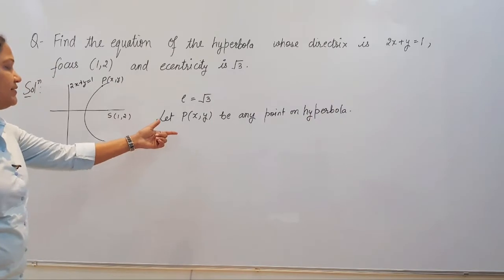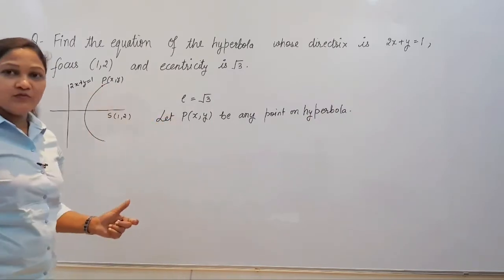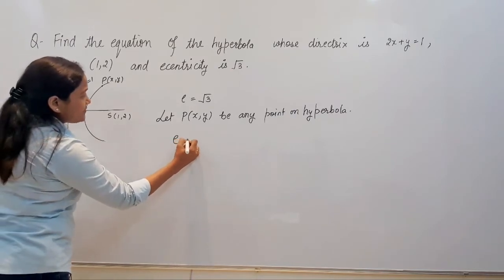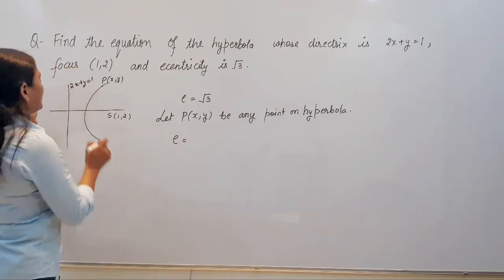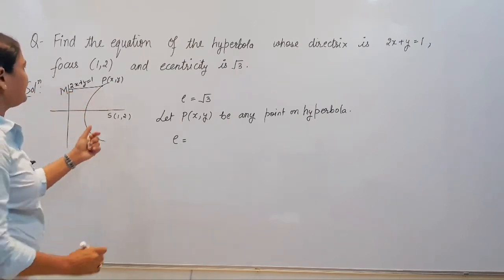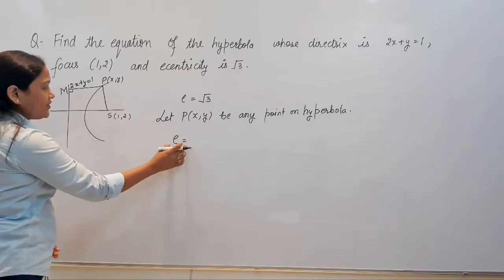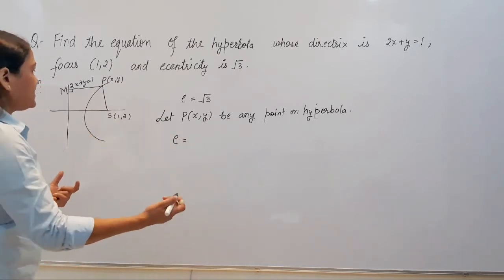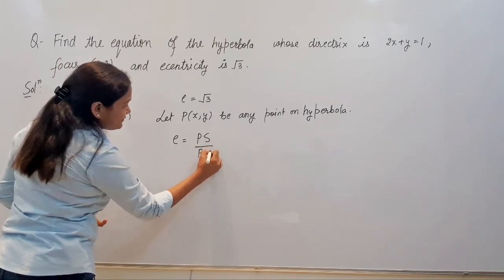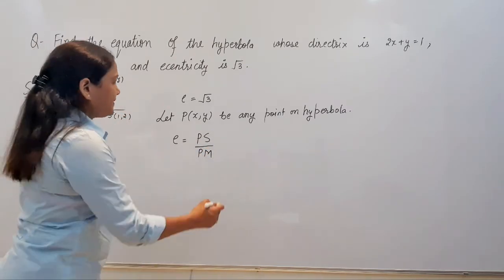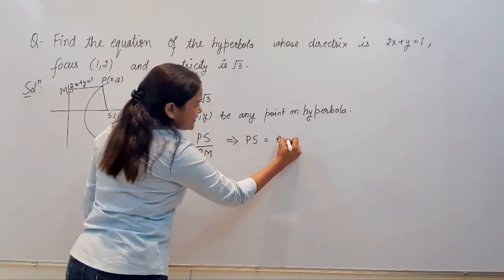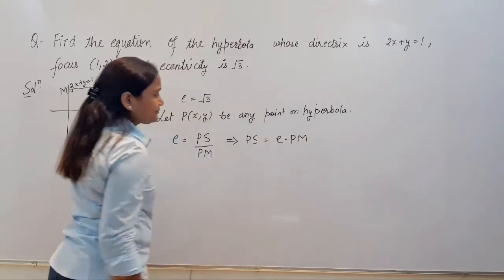अब आप क्या करेंगे? आपको पता है P इस तरह से मूव कर रहा है कि इसका जो इसेंट्रिसिटी आएगी दैट मस्ट बी इक्वल्स टू PS अपॉन PM. The eccentricity of this hyperbola must be equal to PS upon PM. अगर आप इसको क्रॉस मल्टीप्लाई करते हैं तो आपके पास आ जाता है PS = eccentricity times PM.